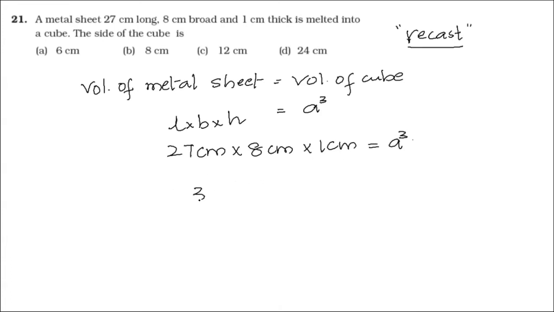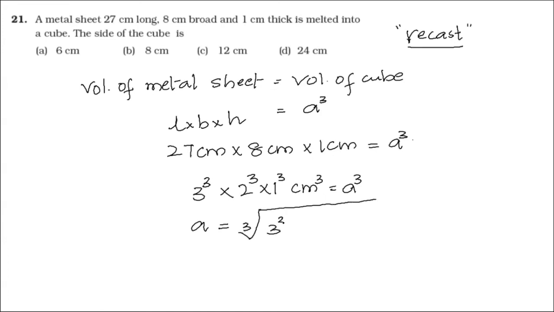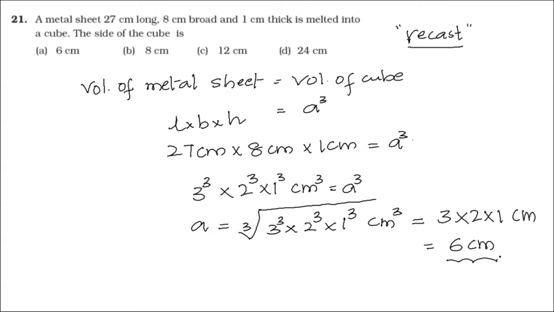Now we can express this as 3 cube into 2 cube into 1 cube centimeter cube. This is our a cube. So we can find out the side. It will be the cube root of 3 cube into 2 cube into 1 cube centimeter cube. When the cube root is taken, we are left with 3 multiplied by 2 multiplied by 1 centimeter, which is 6 centimeters. So the side of the cube is 6 centimeter, which is the right answer.